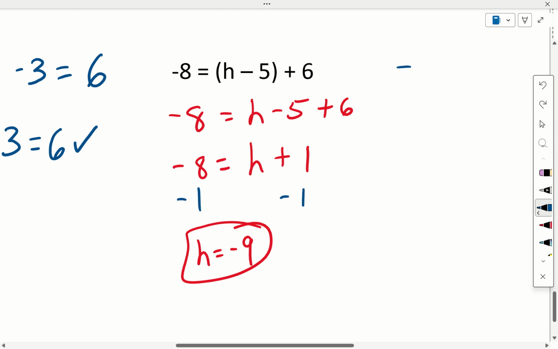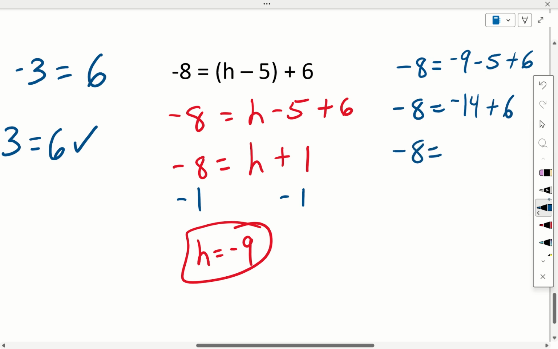All right, last time. Negative 8 equals, instead of h, negative 9 minus 5 plus 6. Negative 8 equals negative 9 minus 5. That's negative 14. Bring down the plus 6. Negative 8 equals negative 14 plus 6 is negative 8. I like that. Very good.